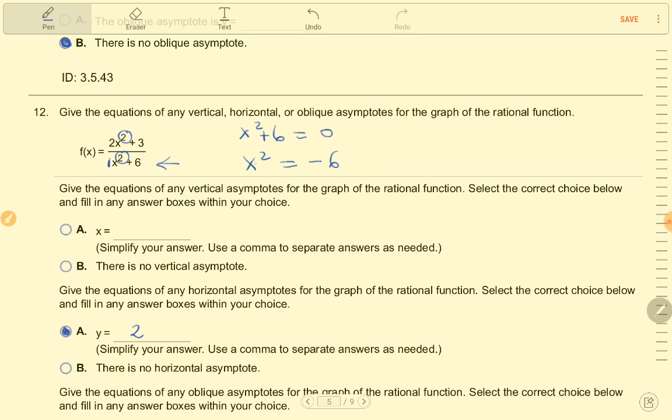Okay, well, this leads to x equals plus or minus the square root of -6, which is plus or minus i times the square root of 6. So this is actually not real. Oopsie. This is not real, or non-real, which means it wouldn't show up anywhere on the xy plane. So that means there are no vertical asymptotes.